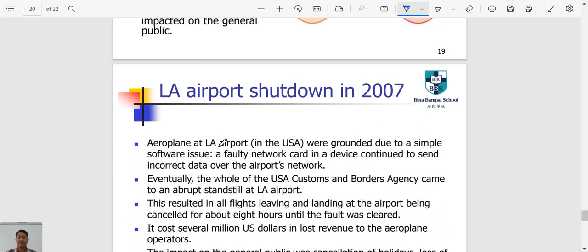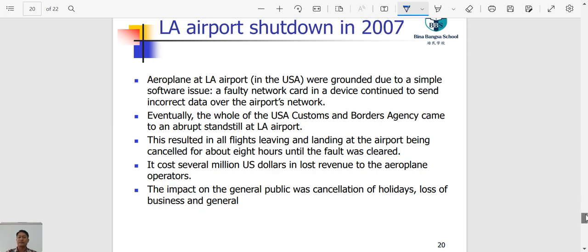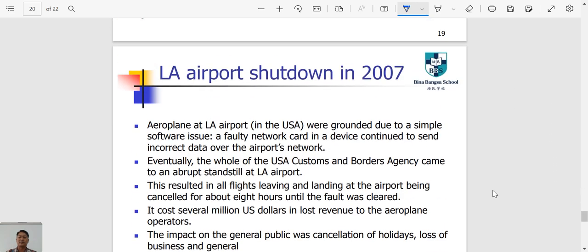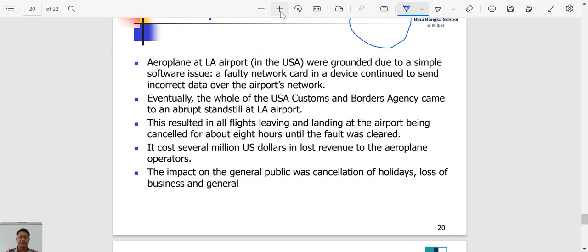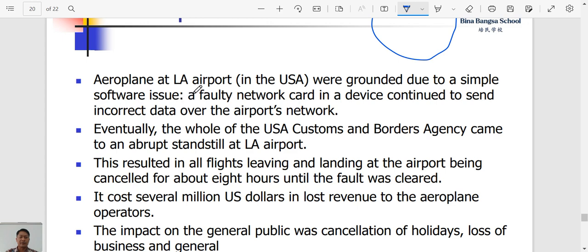One example here, and I'll just give you a rough discussion on this, concerns violations that were met with some software issues. Take a look at this. In the year 2007, LA airport was shut down. What was the main reason? Airplanes at LA airport in the US were grounded due to a simple software issue. A faulty network card in a device continued to send incorrect data over the airport's network.